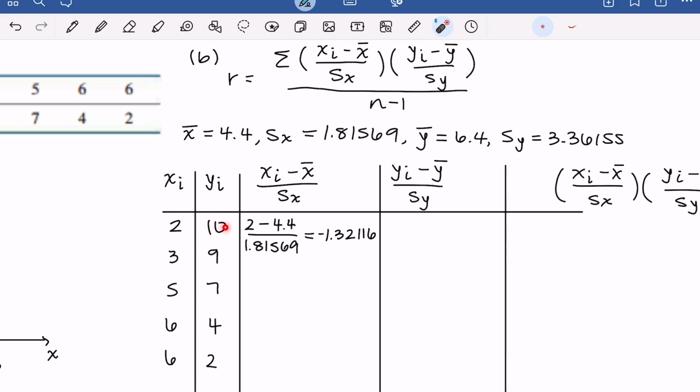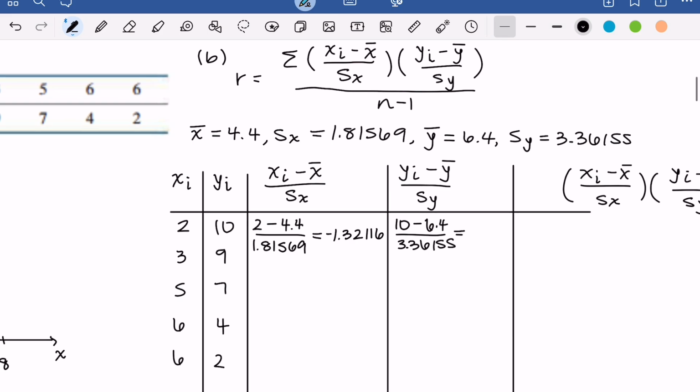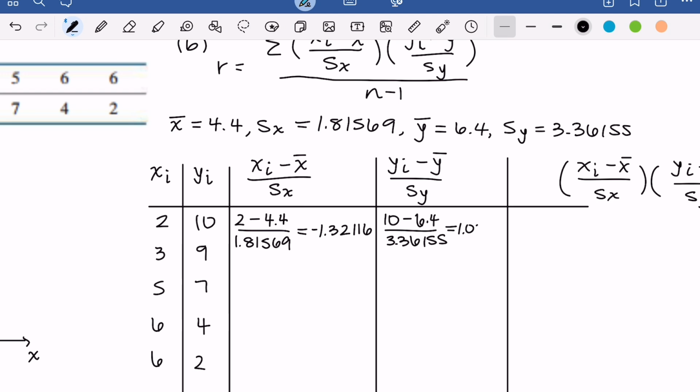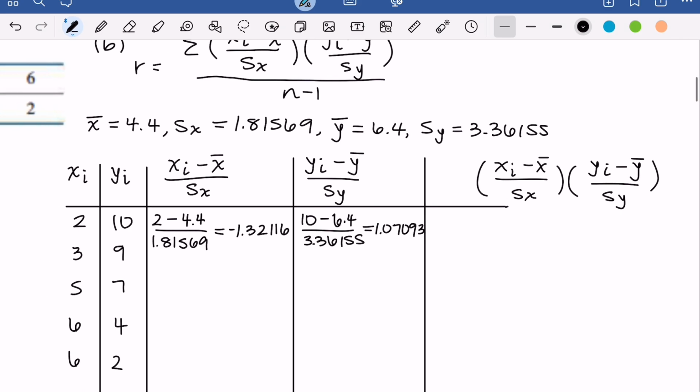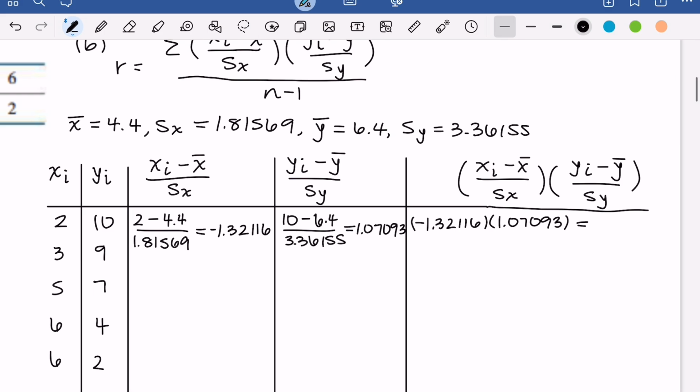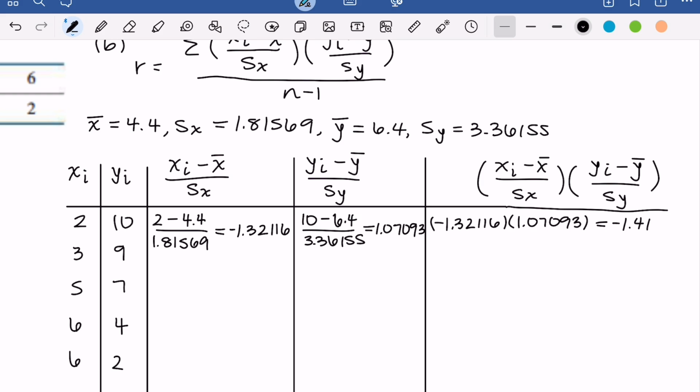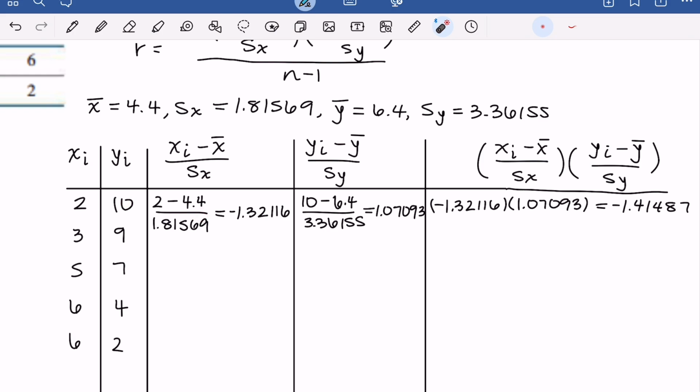Okay. We're going to do the same thing for this guy. We're going to plug in our y value, which is going to be 10, subtract out the mean for our y values, which is 6.4, and divide by the standard deviation. Doing so, we're going to get 1.07093. Lastly, to find the product of these guys, we're just going to multiply what we got in the first two columns. So we have this negative 1.32116. We're going to multiply it by 1.07093. This will give us negative 1.41487.